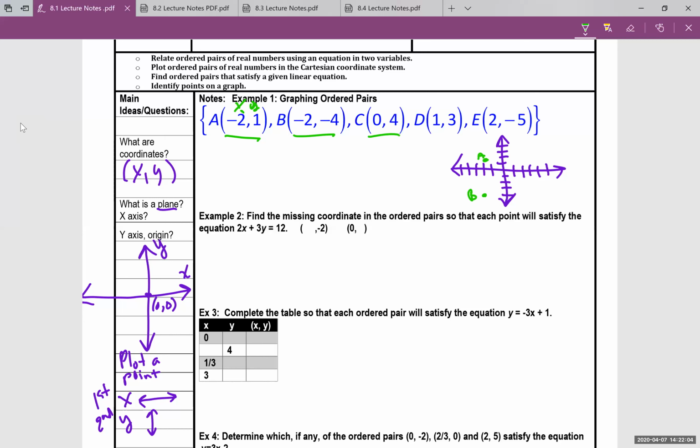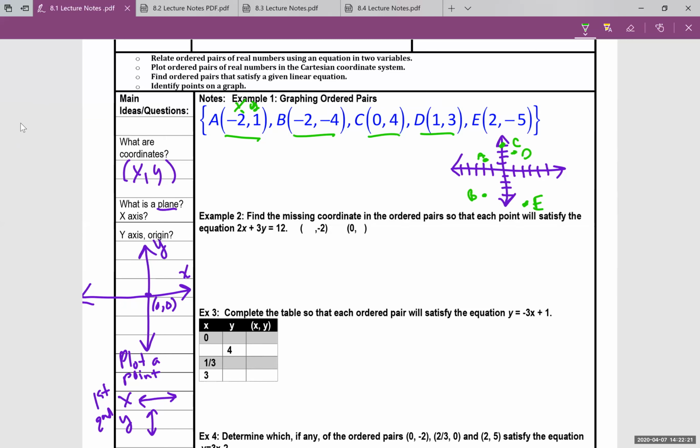Point C is 0, so hold at the middle, and then go up 4. That's point C. Point D is go over 1 and up 3. And lastly, point E is go over 2 and down 5.